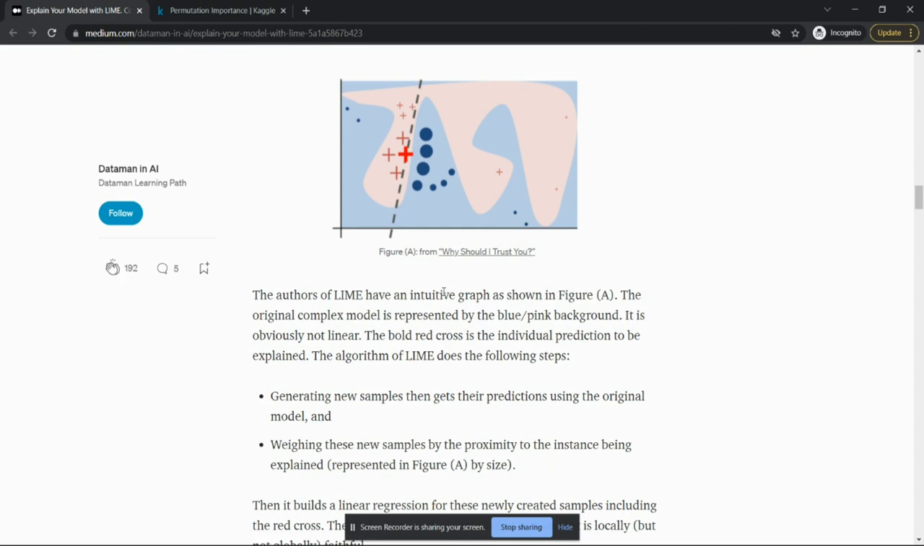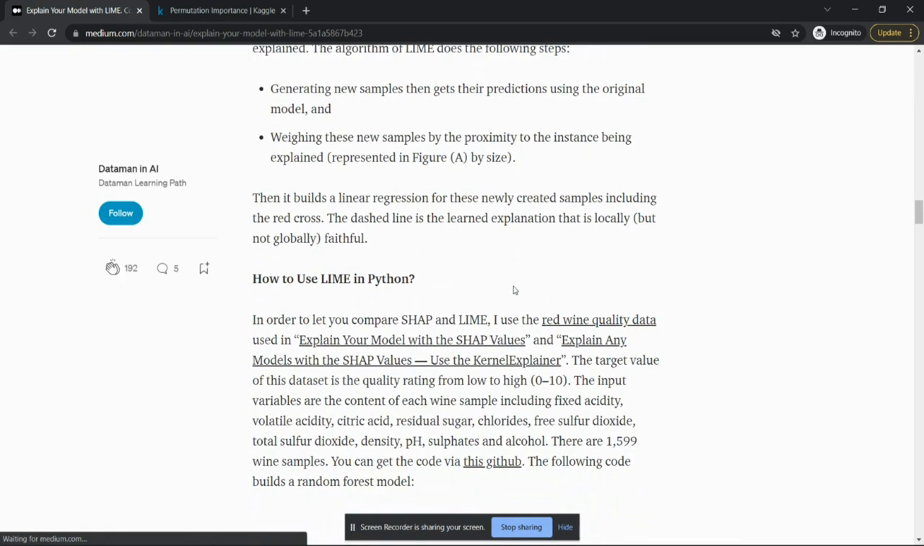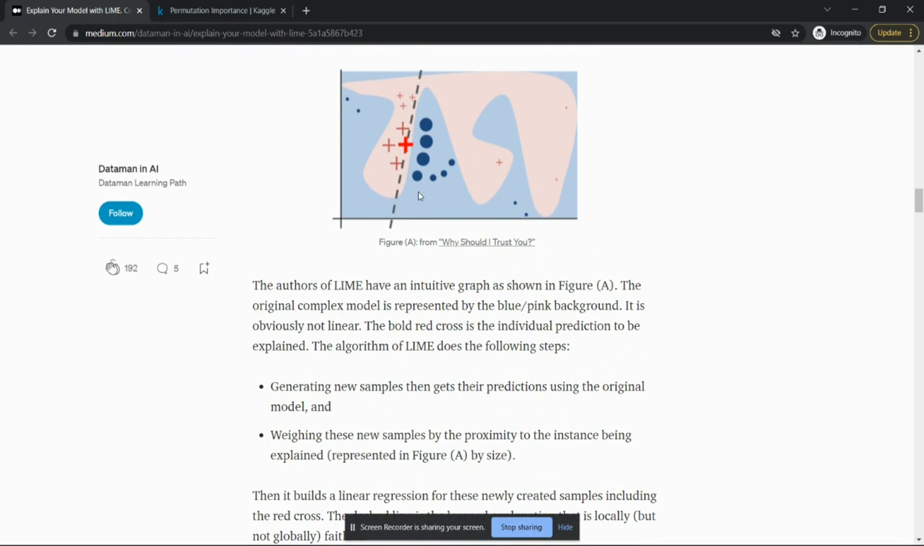And after that, these new samples are weighted according to their proximity to the instance being explained. So linear regression of these newly created samples, including the red cross, is then fitted. A linear regression model is being fitted to the new samples as well as the red cross, that was the sample whose prediction is to be examined, and the dashed line is the learned explanation that is locally faithful.